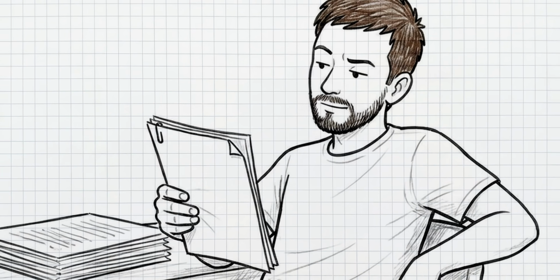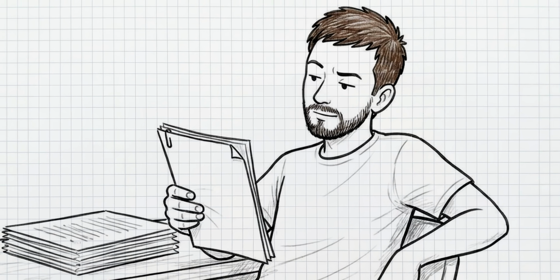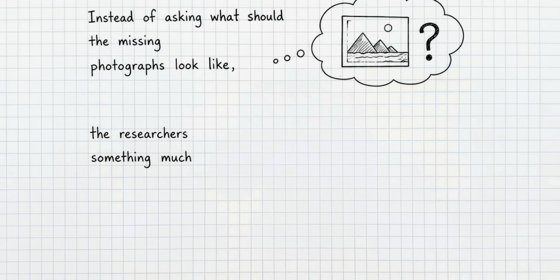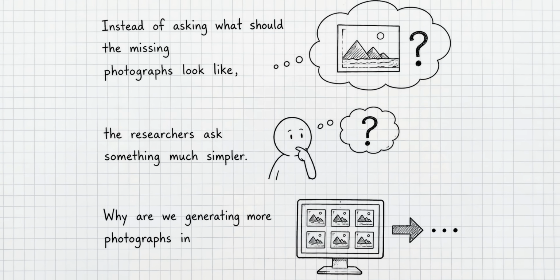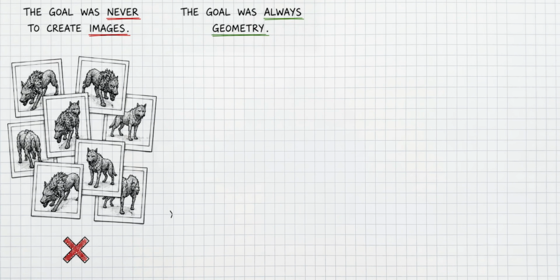Then I turned the page, and this is where things became genuinely interesting. Instead of asking what should the missing photographs look like, the researchers asked something much simpler. Why are we generating more photographs in the first place? The goal was never to create images. The goal was always geometry.